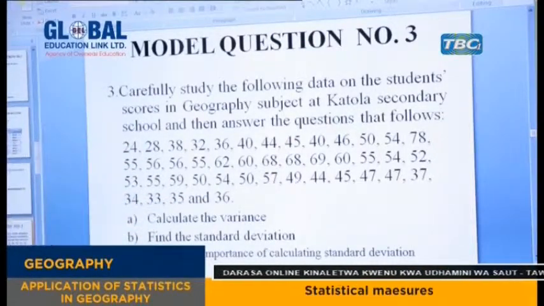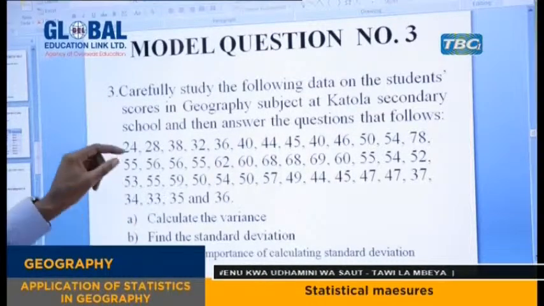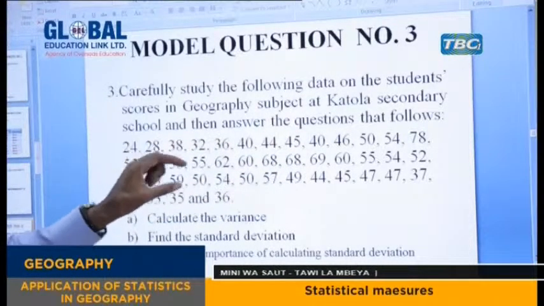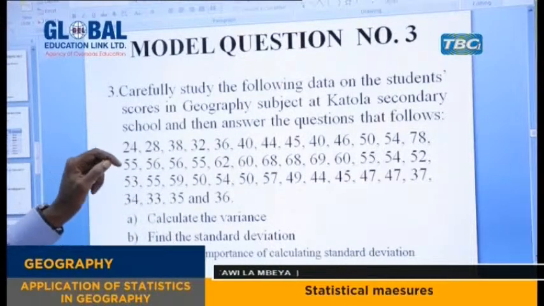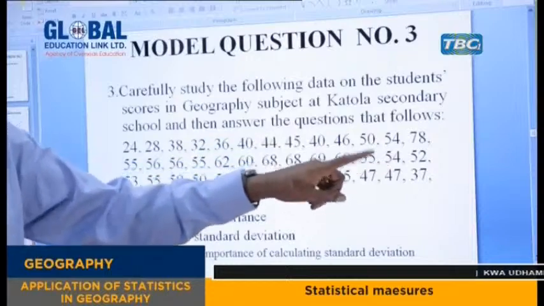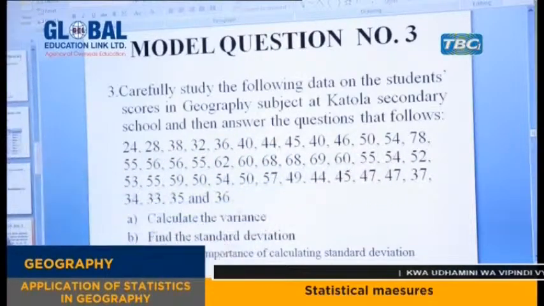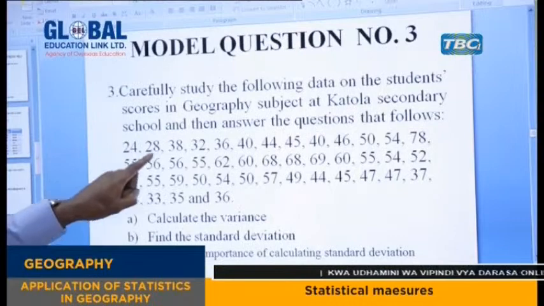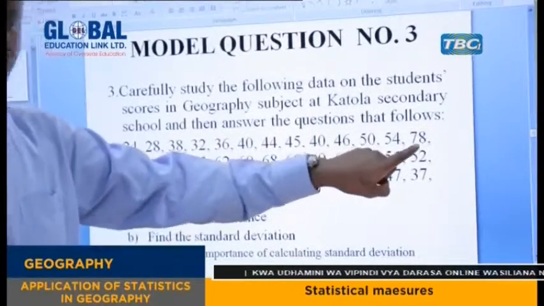so that we can solve those questions. Before we start solving them, we should check the data to see how many students scored the lowest score and how many scored the highest score. If you check those data, you'll find that the lowest score is 24 and the highest score is 78.